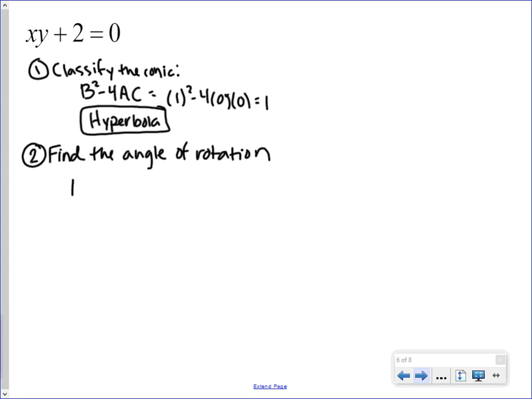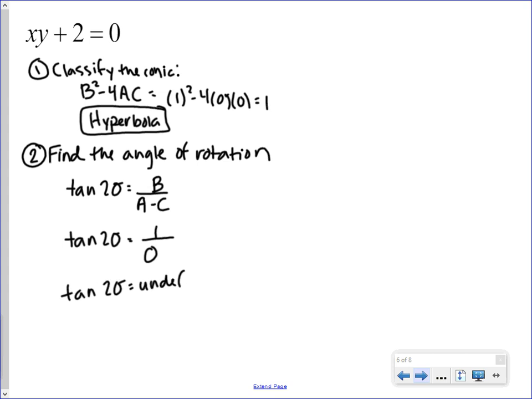To find the angle of rotation, I use the tangent of 2 theta is equal to b over a minus c. That's the one I prefer to use. And then I just have to substitute in my values. I just used b, a, and c for my discriminant, so I'm really just plugging those things in. So I'd say something like tangent of 2 theta is equal to 1 over 0 minus 0, which is 0. And what would you tell me about that value, 1 divided by 0? Undefined. So I know that the tangent of 2 theta is undefined.